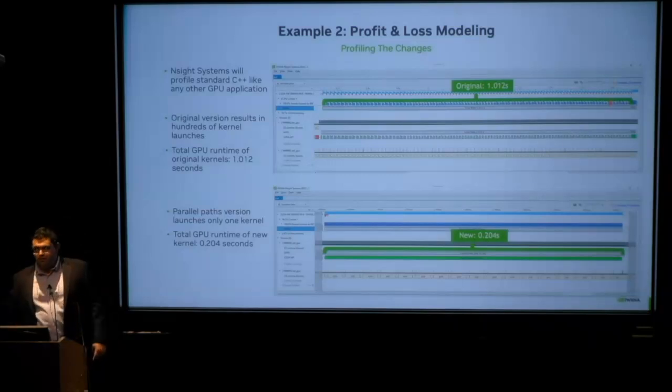Well, they're initiated from the CPU. And so these kernel launches are actually expensive. What we did in this second example was merge them all into one kernel launch and move over all the paths, giving you roughly a 5x speedup here.